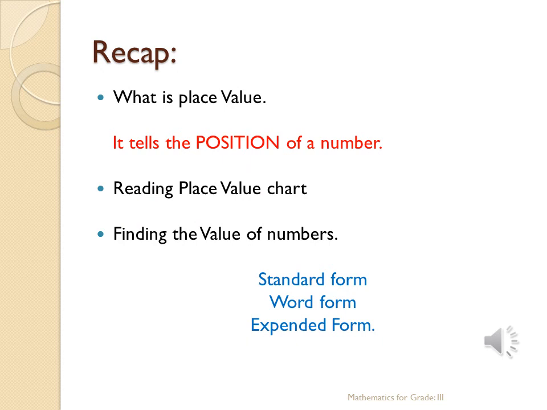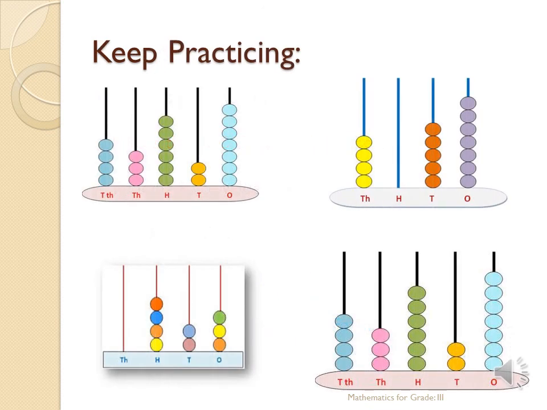Now that's all. Now moving towards a recap. In the whole lesson we have learned what place value is. It tells the position of a number. Second, we moved towards the place value chart, reading the place value chart. Third is finding the value of a number. How are we going to find the value of a number? By using the three forms: standard form, word form and expanded form. To get a good command of place value, keep practicing these examples. Write it down in standard form, word form and expanded form.